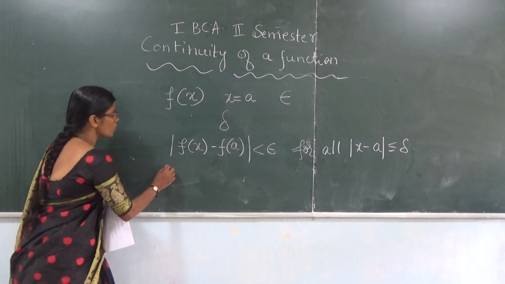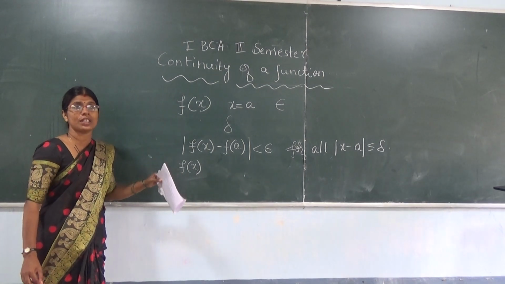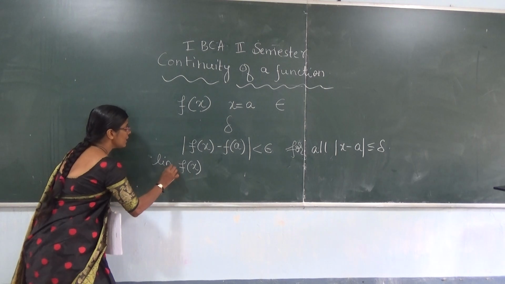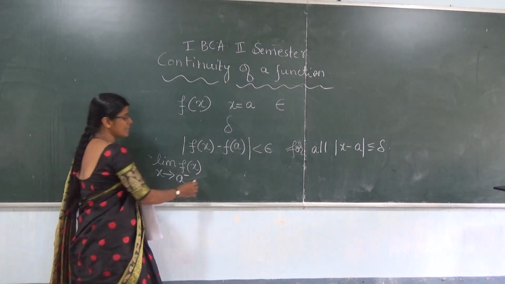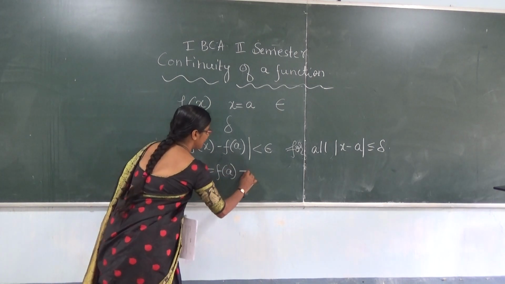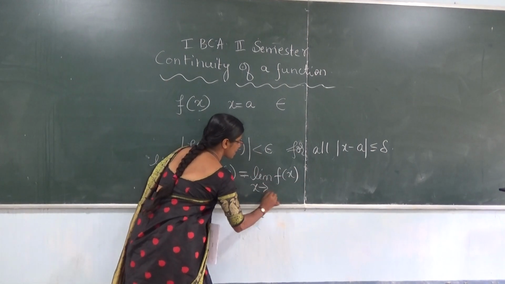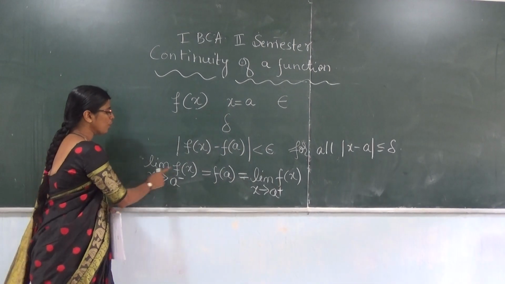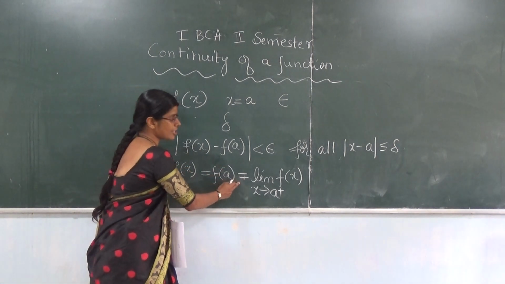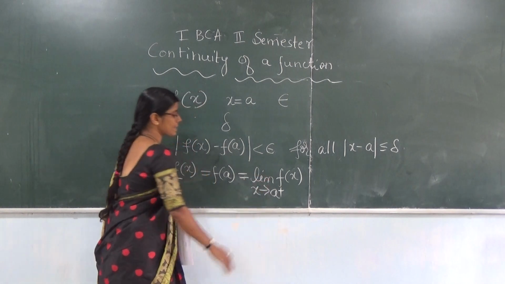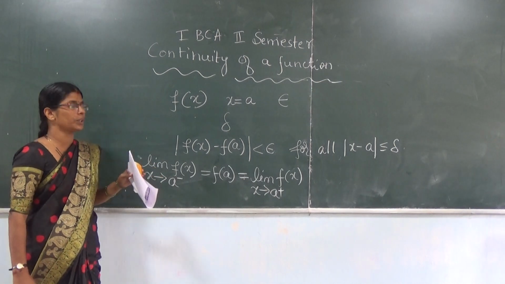In general, suppose we have a function f of x, then we say that f of x is continuous at x is equal to a if the left hand limit, that is limit of f of x as x tends to a minus, is equal to f of a, which is equal to the right hand limit, that is limit of f of x as x tends to a plus. Then we say that f of x is continuous at x is equal to a.